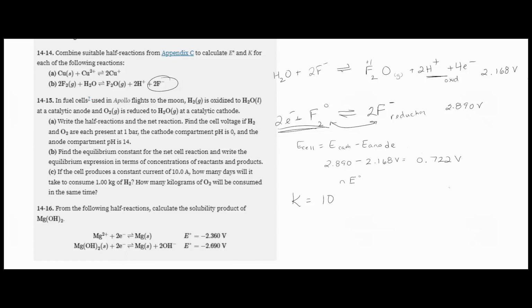So now I can calculate my K, and my K is going to be 10 raised to the N E naught over our constant 0.05916. The N now is going to be 4. We're transferring 4 electrons. Even though there are 2 electrons here, what we would end up doing when we go to balance this is multiplying everything through by 2 in order to get our electrons to balance. So this N is 4. The E naught that I just calculated is 0.722. And when you calculate this K, you should end up with something on the order of 7 times 10 to the 48th. So that is definitely a strong reaction, definitely spontaneous.